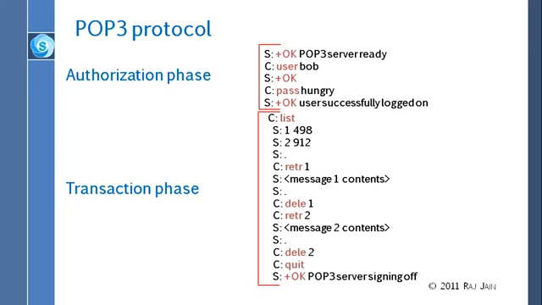Then you say retrieve 1, and it sends you message 1, and then sends a dot. Then you say delete 1. You don't have to say delete 1, but if you want to delete it, you say delete 1. Then you say retrieve 2, and delete 2, quit. Next time when you come back, 1 and 2 are not there because they have been deleted.